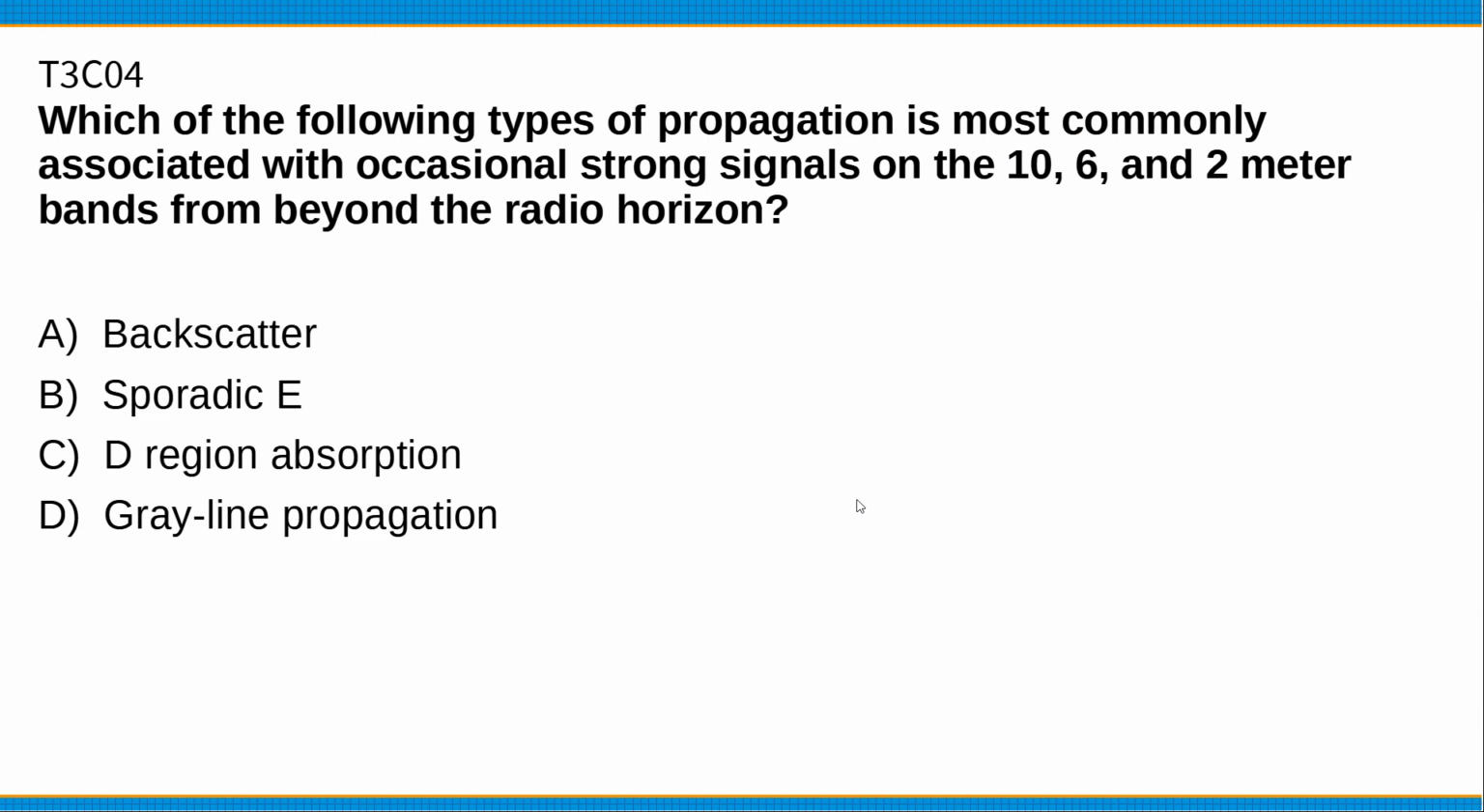Which of the following types of propagation is most commonly associated with occasional strong signals on the 10, 6, and 2 meter bands from beyond the radio horizon?